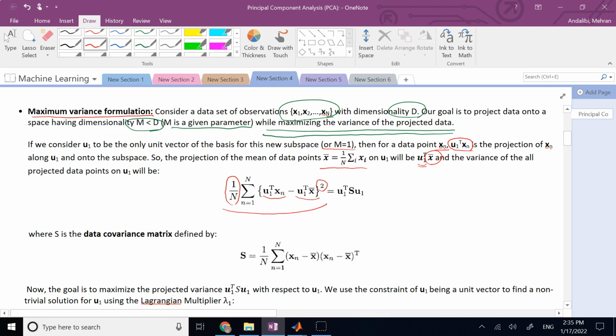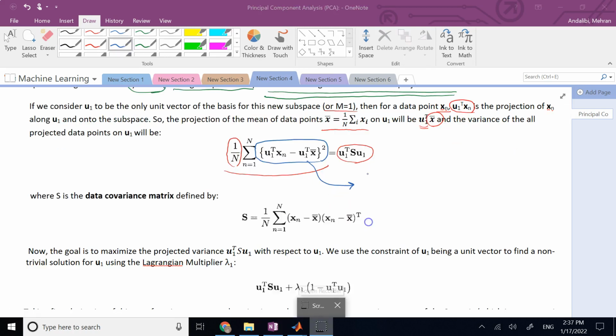And what is the variance of this projection going to be? So we can show that it is U1 transpose S U1. Why? It's not so hard to show because this power 2 that you can see here, all you need to do is to write this power 2 as this entity inside the braces times itself. And pay attention, this entity inside the braces is a scalar. So you just need to multiply it by itself. And U1 transpose is common in both of these. So you can factor it out and write this as U1 transpose times xn minus x bar. Right, and then you can multiply it by itself, right?